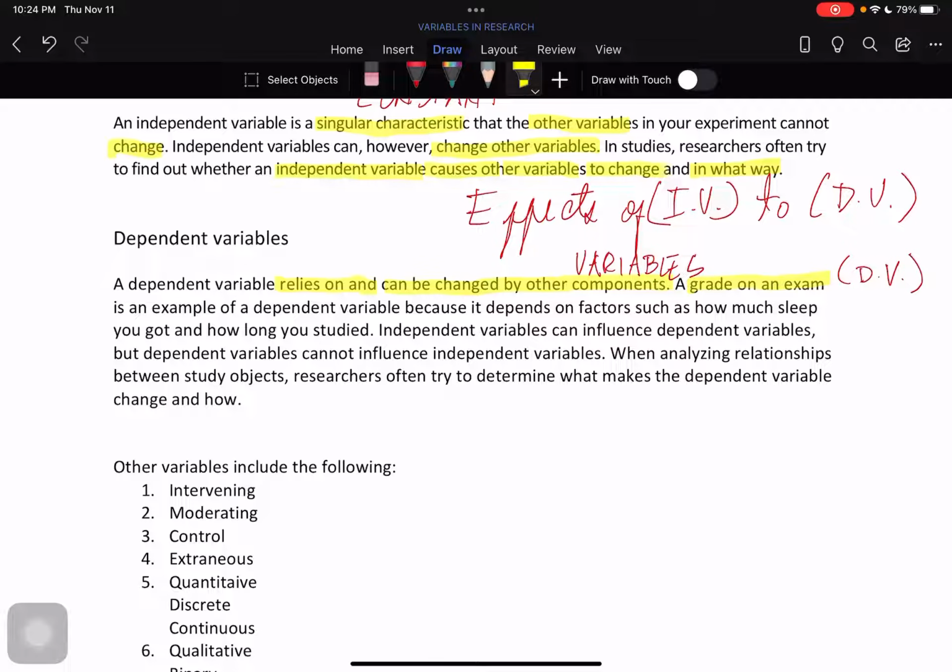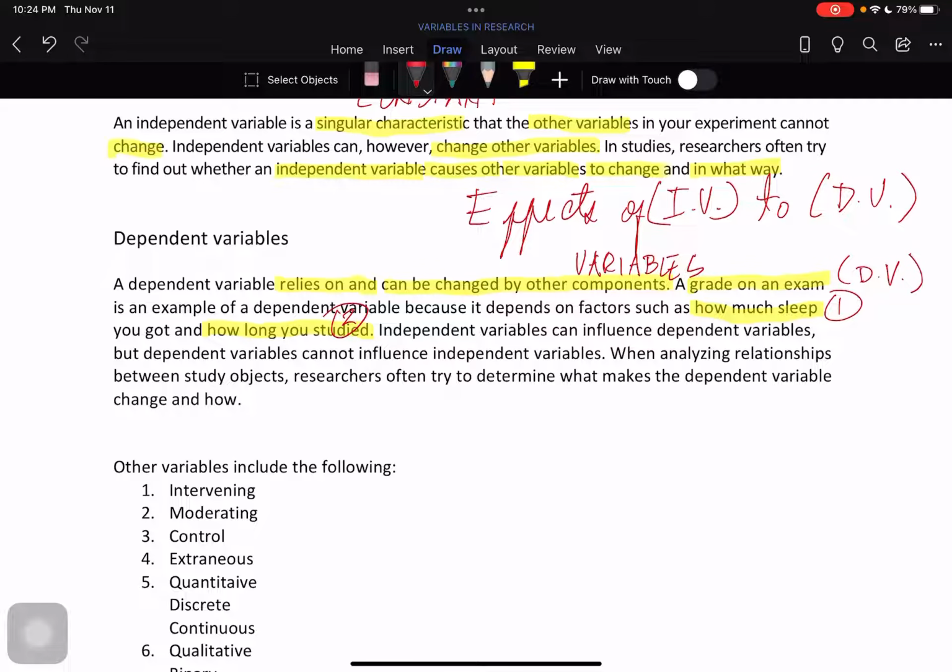And these are the following. In this example, one of these variables may be the duration of sleep, or how much sleep was taken by the student, and another variable is the duration or the frequency of how long the student studied for the exam. So these are the variables that may affect the dependent variable, which is the grade of the student.